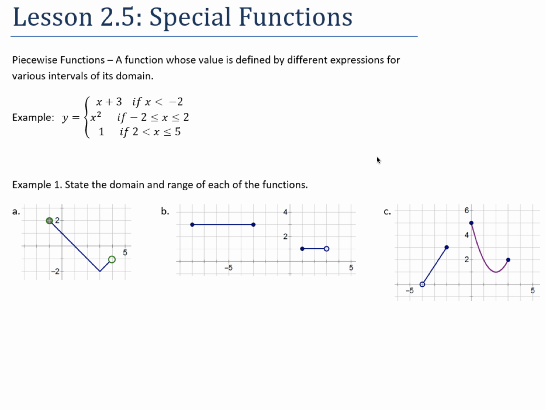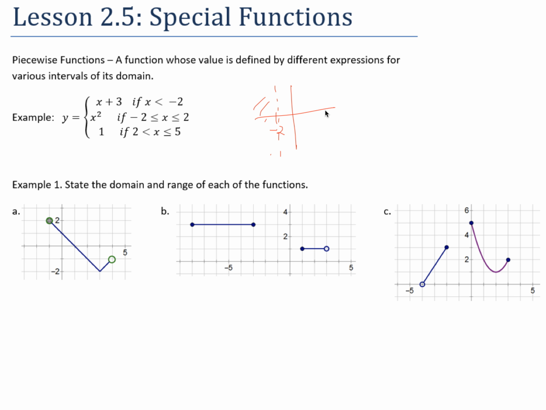So here we see different expressions. We have the x plus 3. That's one expression, x squared is another, and 1 is another. So when x is less than -2, so on a graph, here's -2. When x is less than -2, so anywhere to the left of -2, we would have this line.